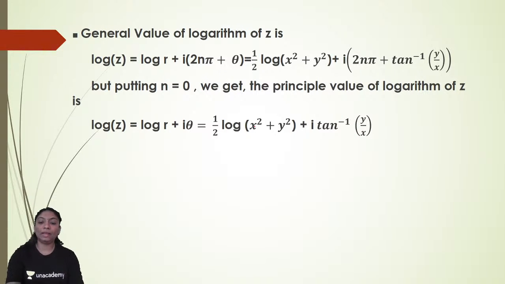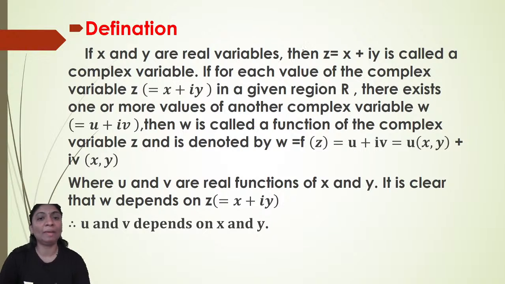Okay, यहाँ पे हम लोग देखेंगे पहले definition of a complex number. If x and y are real variables, then z is equal to x plus iy is called a complex variable.